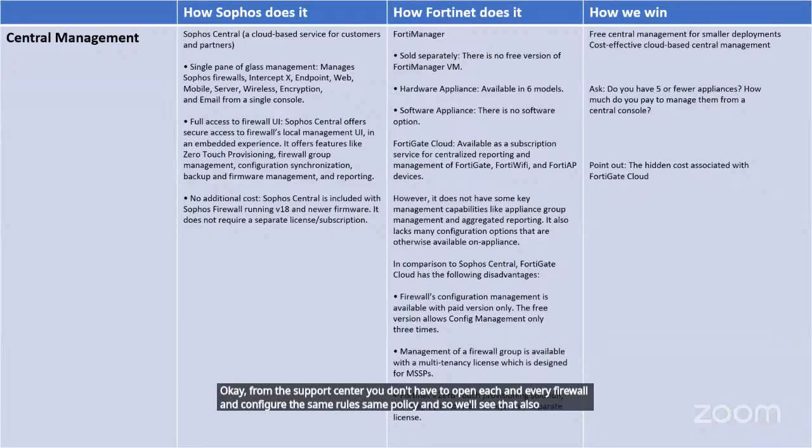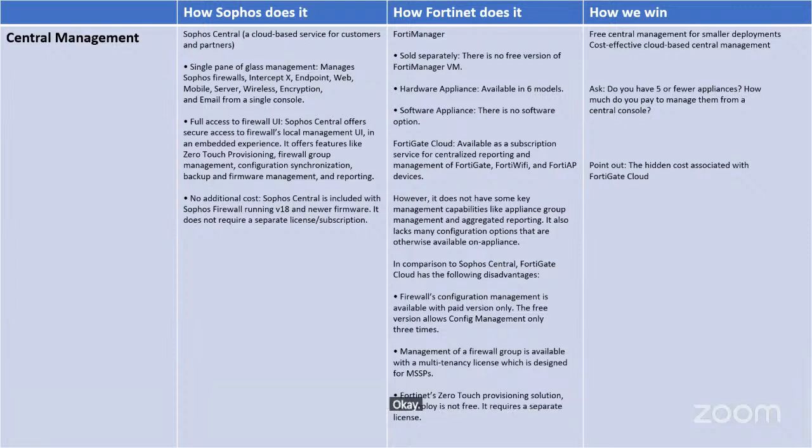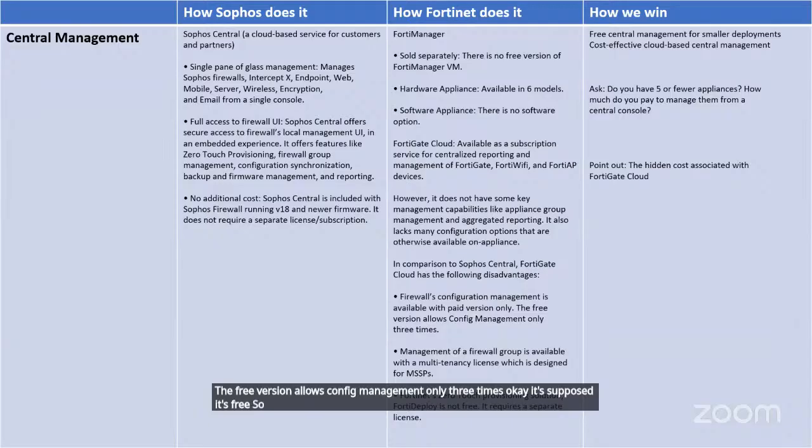So in comparison to Sophos Central, FortiGate Cloud has the following disadvantages. Firewall configuration management is available with the paid version only. The free version allows config management only 3 times. With Sophos, it's free. Management of FortiGate groups is available within a multi-tenancy license, which is designed for MSSPs only. And the FortiGate zero-touch provisioning solution, FortiDeploy, is not free. It requires a separate license.